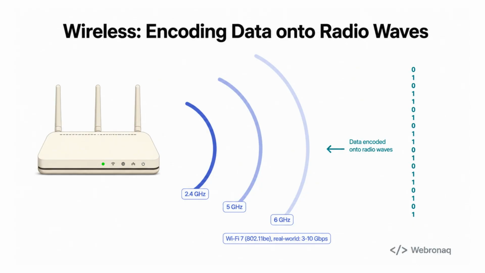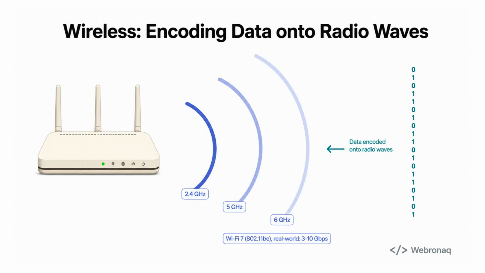Alright, let us start in your home. When you connect a device to a Wi-Fi router, the router converts your data into radio waves. Radio waves are a form of electromagnetic energy, the same family as visible light, just at a much lower frequency you cannot see. Your router takes binary data, the ones and zeros of a file or a video stream, and encodes them onto a specific radio frequency.